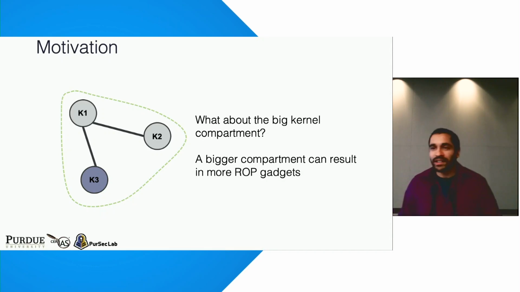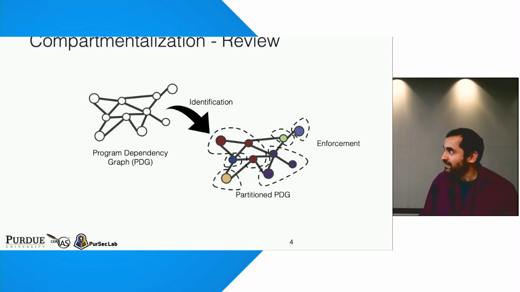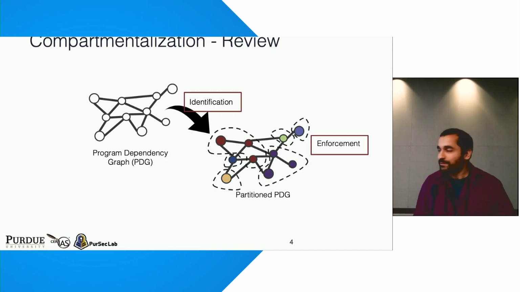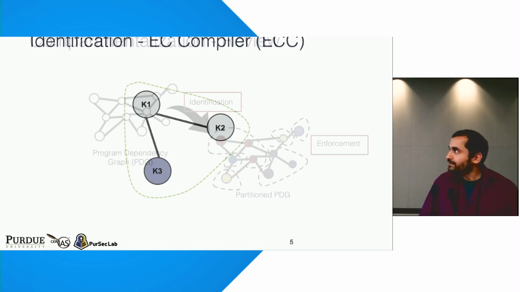All right, so again, the motivation is that we want subcompartments in the kernel compartment. So our review from the previous talk: we have compartmentalization, we have a program dependency graph, 2 phases, identification, and enforcement. So right now, we are in the same area. We want to have low overhead. But this time, we're not going to play with type safety. But we still want some compartmentalization in the kernel.